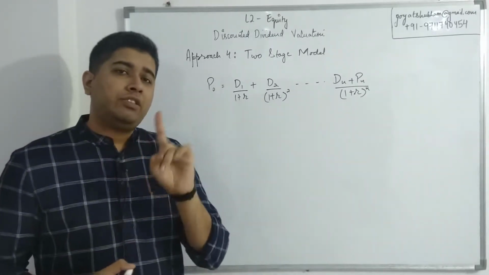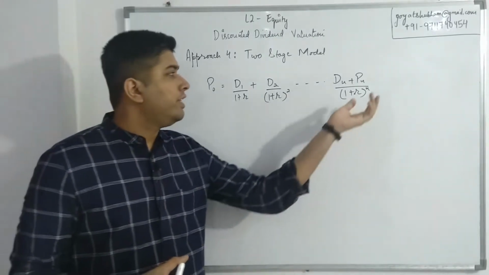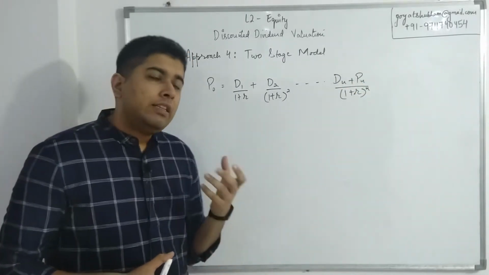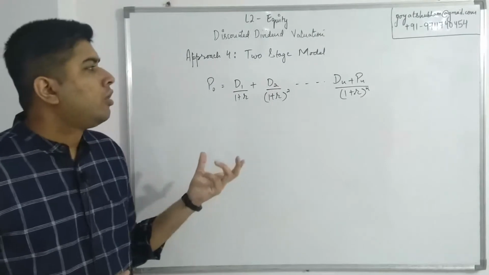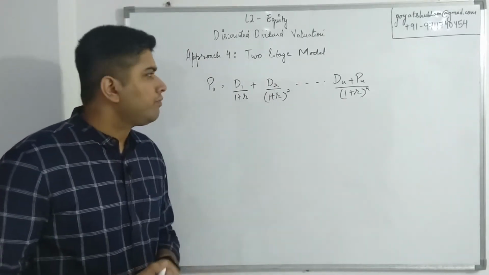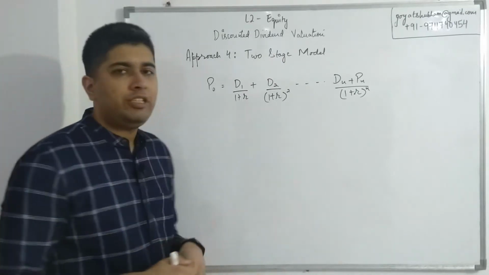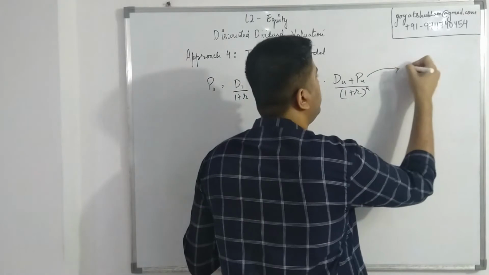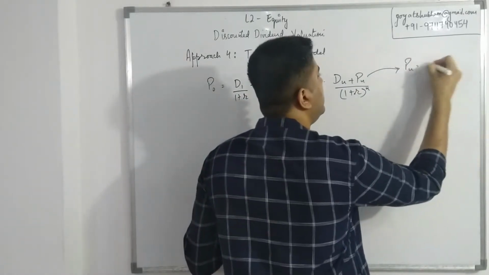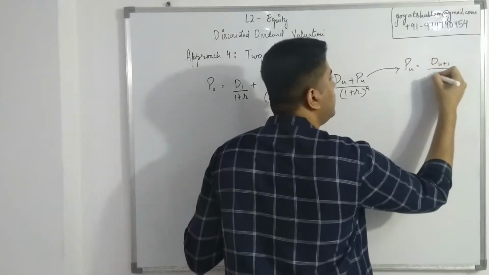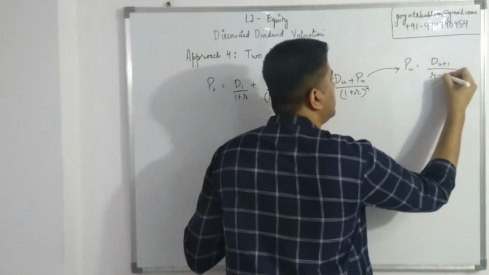The only difference is that over there I made you identify that this price is known as terminal value. This terminal value in a fixed holding period model would always be provided to you. It is something that is given to you. But here in a two-stage model, you will have to calculate it. So Pn is calculated as Dn plus 1 upon R minus G.